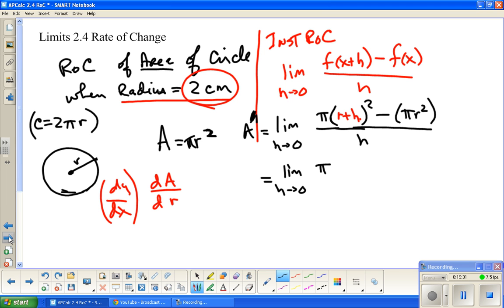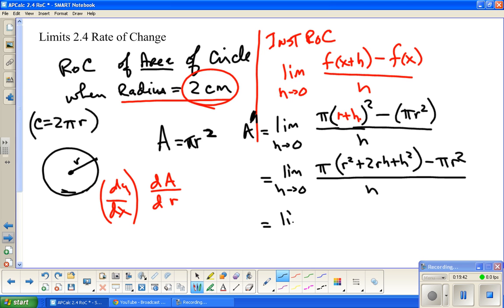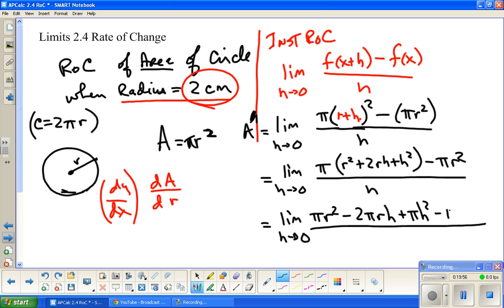The limit as h approaches 0. I need to FOIL or distribute this out, so it's going to be pi r squared plus 2 pi r h plus pi h squared minus pi r squared. You can see me writing, I'm just distributing now. It doesn't really matter whether the pi is in front or the 2 is in front for that term. And we're going to combine some like terms: pi r squared minus pi r squared. Goodbye.